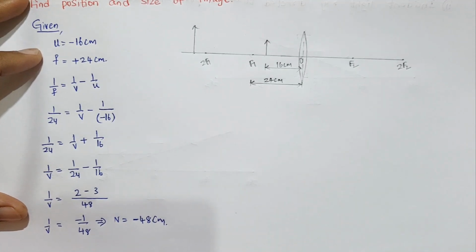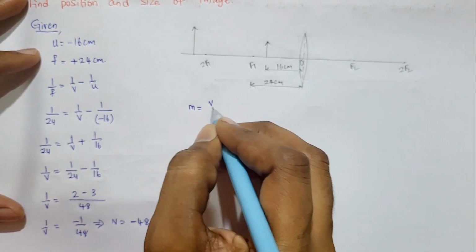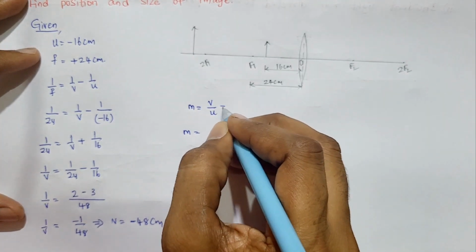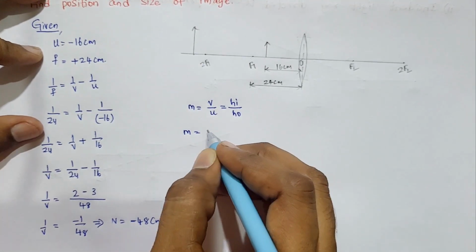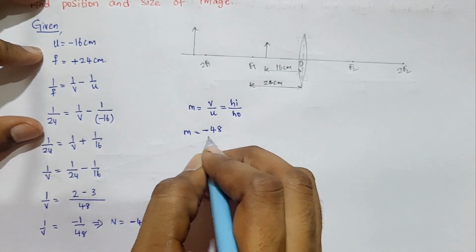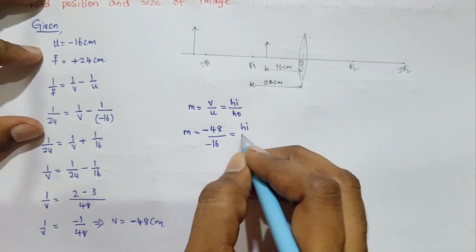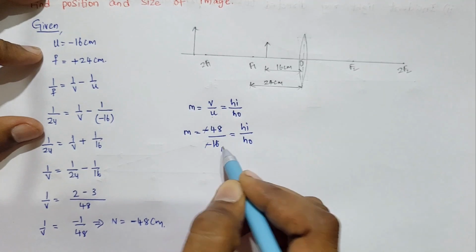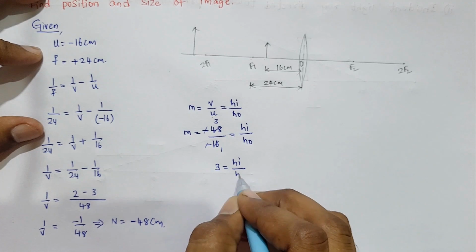We got v now. They also asked us to find size of the image. How will we find size of the image? From the magnification formula. We know magnification m is equal to v by u in lens. So magnification m will be equal to, that also will be equal to height of image divided by height of object. Correct. So v we got as minus 48 centimeters divided by u is minus 16 centimeters. That will be equal to height of image divided by height of object. Okay. Minus minus cancels. 16 1s are 16, 16 3s are 48. So 3 is equal to height of image divided by height of object.